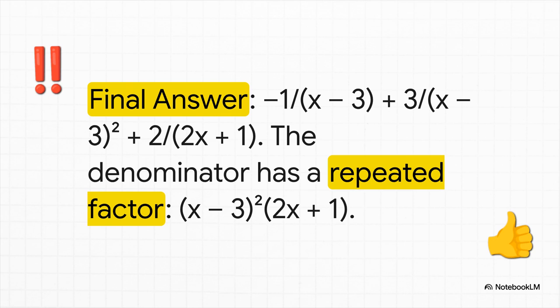We've got a repeated root on our hands, and that means the setup has to be A over x minus 3, B over (x minus 3) squared, and C over 2x plus 1. You get that right, solve it out, and you land on this answer. The whole key to this problem is spotting and correctly setting up for that repeated root.